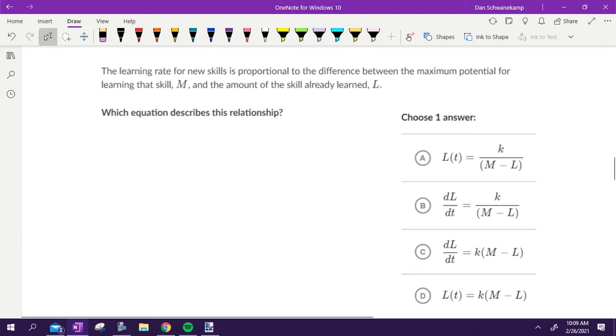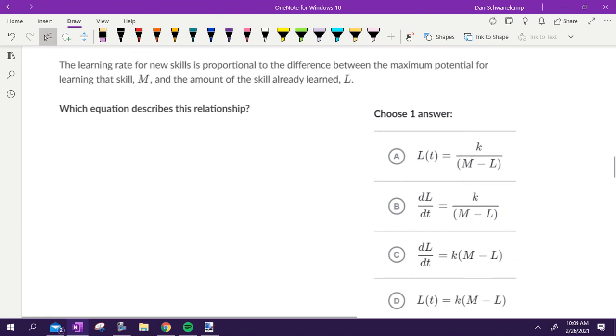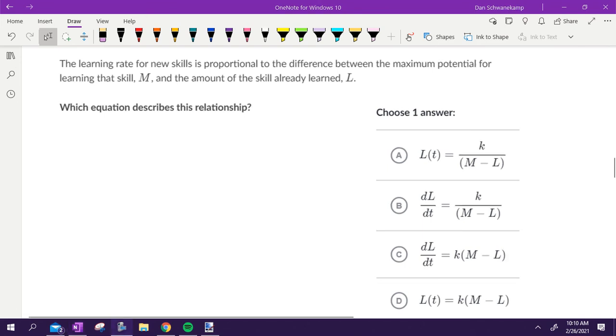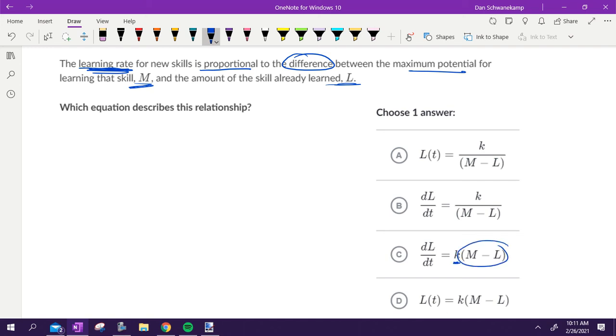Try the next one. Don't overthink. Read, put yourself in place of the problem and see what you can do. We are trying to find the learning rate. So a derivative for new skills is proportional to the difference between the maximum potential M and the amount that is already learned L. So what does difference mean? Subtract. M and L, you're proportional, so what does that mean? Times some constant. I'm looking for some constant. Times the difference between M and L is going to be equal to a rate.